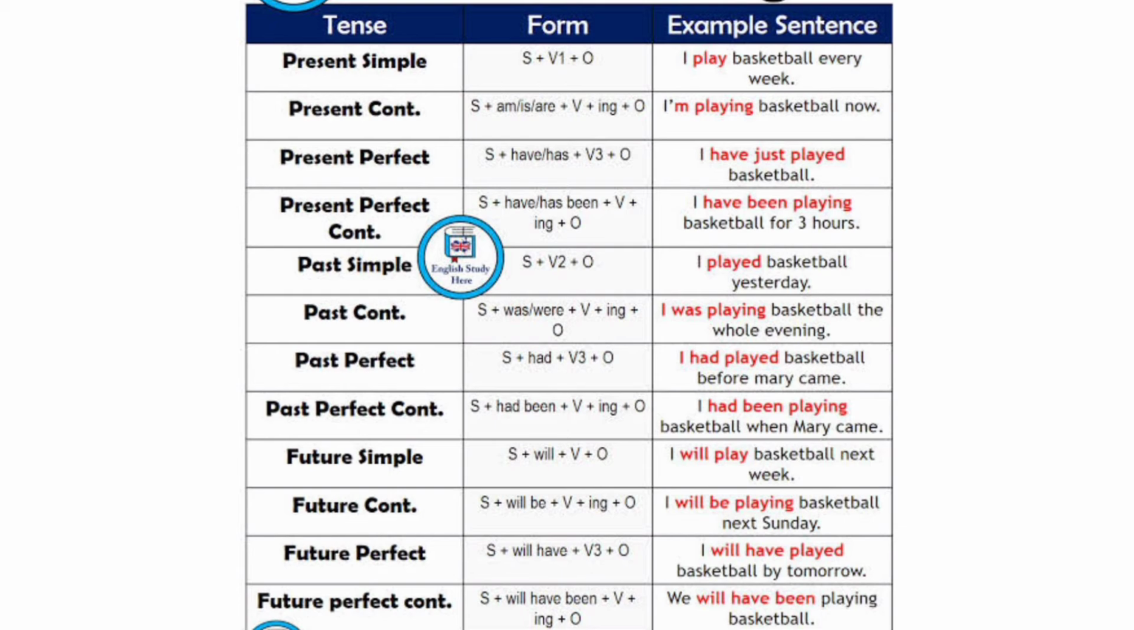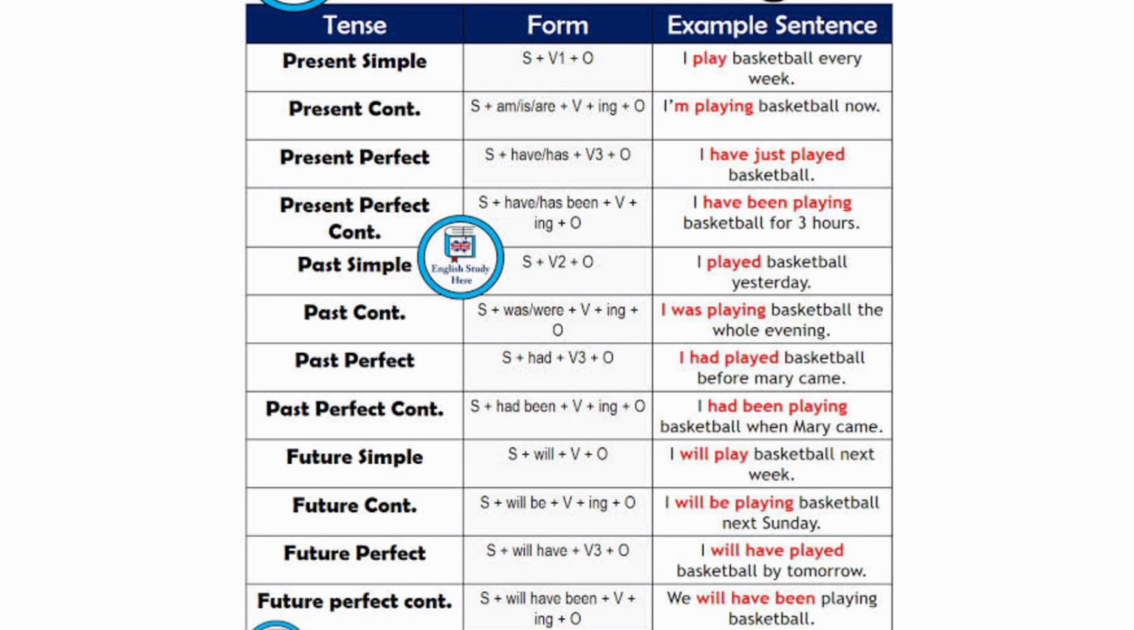And the next one is simple past. The form of the simple past tense is subject plus V2 plus object. Here we should use the V2 form of the verb. That is, I played basketball yesterday. Here the verb played is the V2 form of the verb play, that is, the past form of the verb play. I played basketball yesterday.